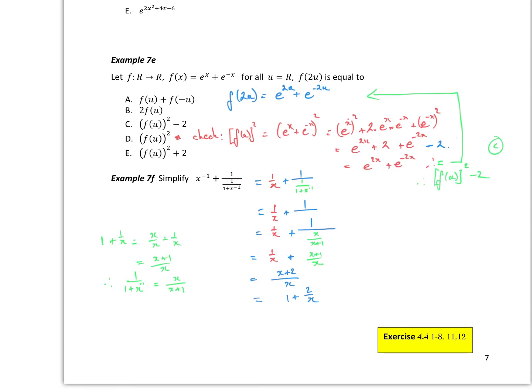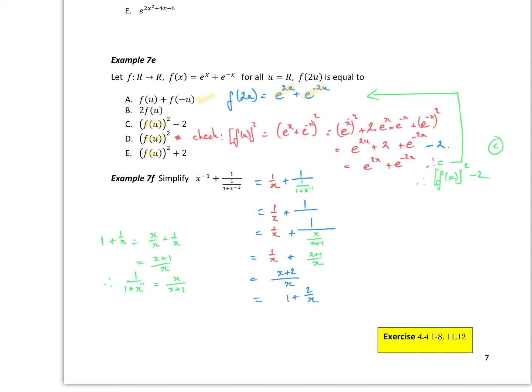7a, f of 2u is equal to. All right, so we've got to find an equivalent expression. So f of 2u itself is e to the 2u plus e to the minus 2u. And if we have a look at the options, well, clearly it's not going to be A, and it's not B because it's 2 times. So the others involve f of u squared.